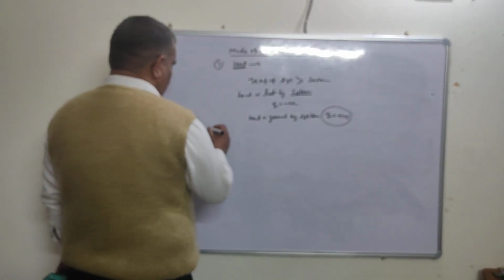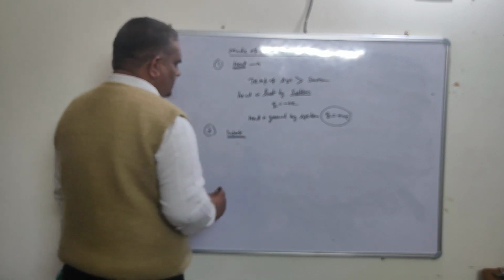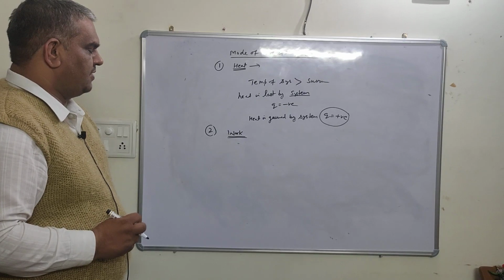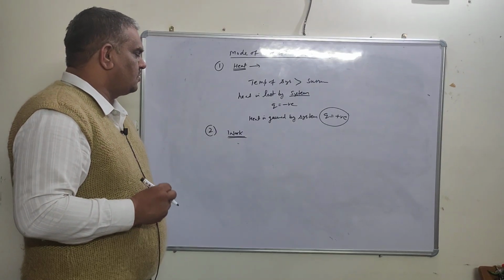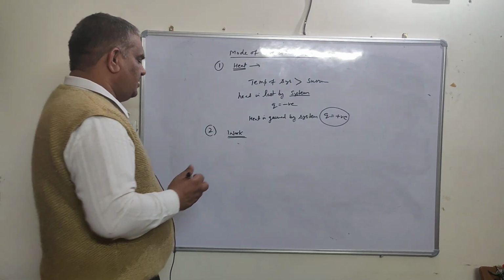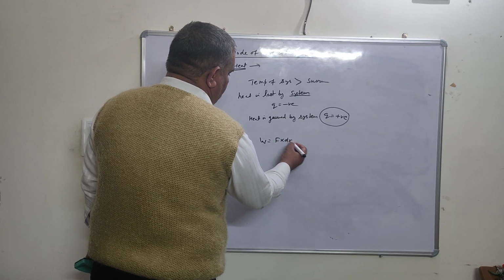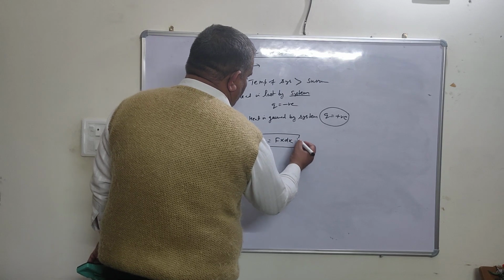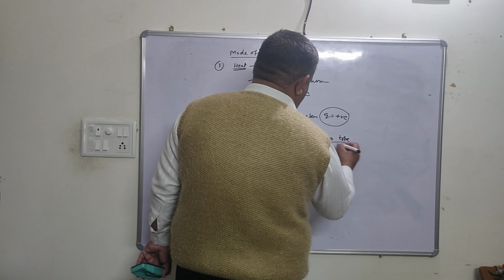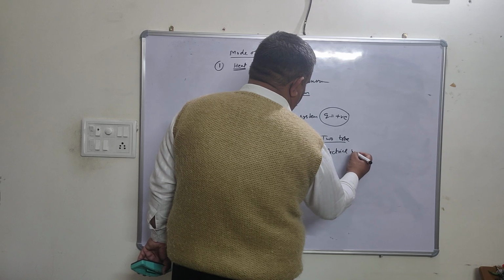Next is work. This is another mode of transference of energy. Work is said to be performed if the point of application of force is displaced in the direction of force, and the work is equal to force multiplied by distance. There are two types of work. First is electrical work.